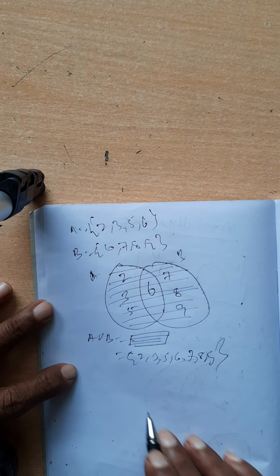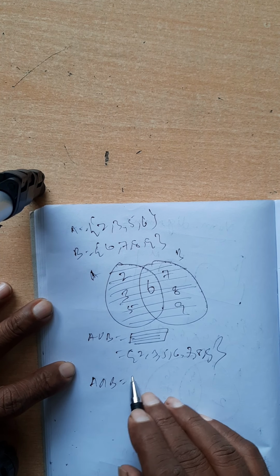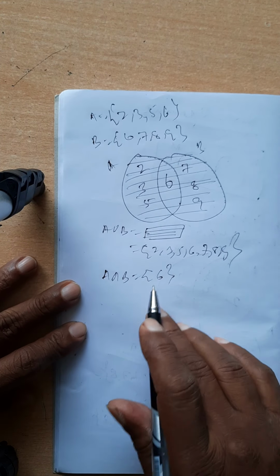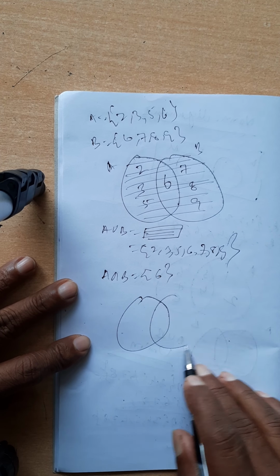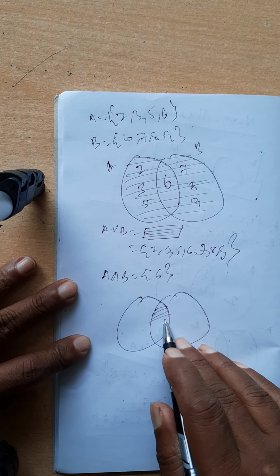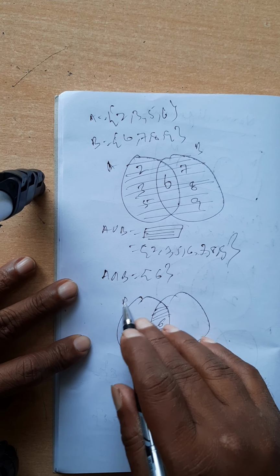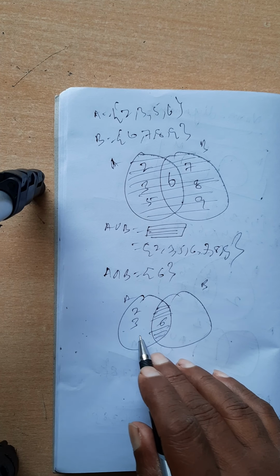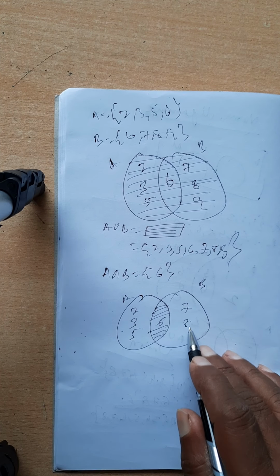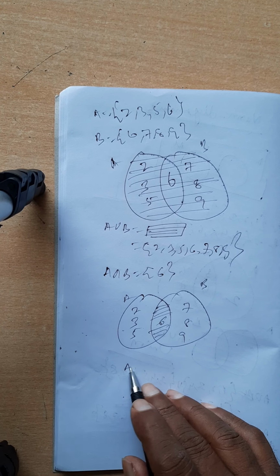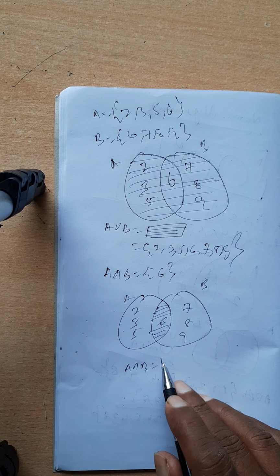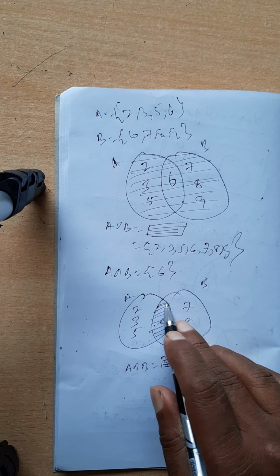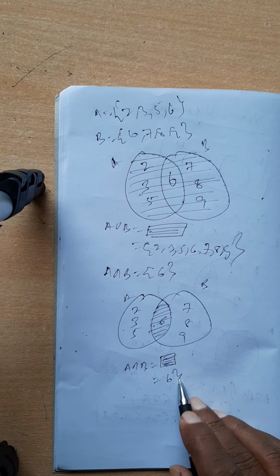These are the elements. And A intersection B means only the common one. Where is that number? Only 6 is there in common. So we write in this portion where 6 is. This is A and this is B. 2, 3, 5, 7, 8, 9 are there, but we take only the common part. A intersection B equals only this common shaded region, which is 6.